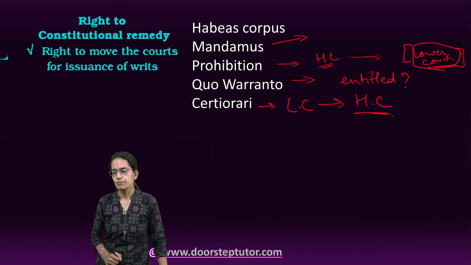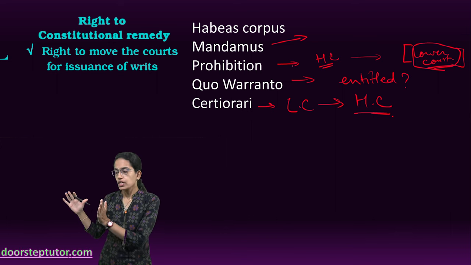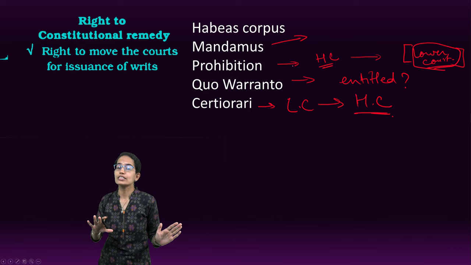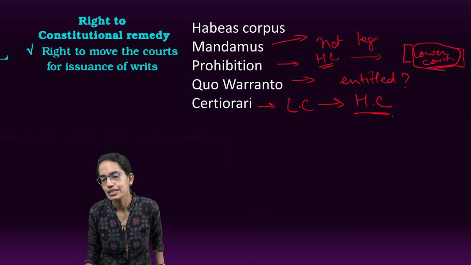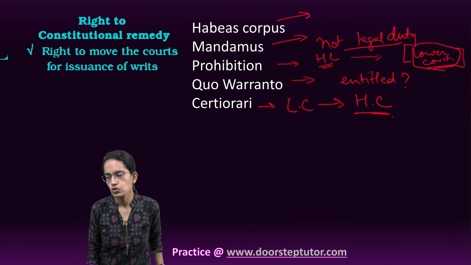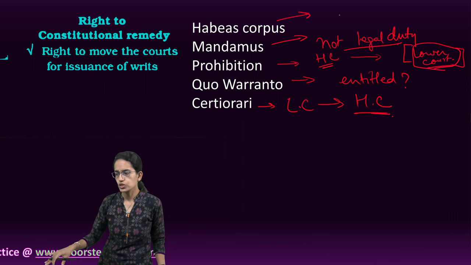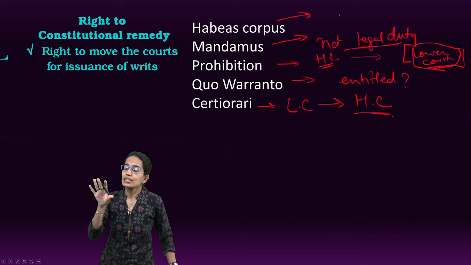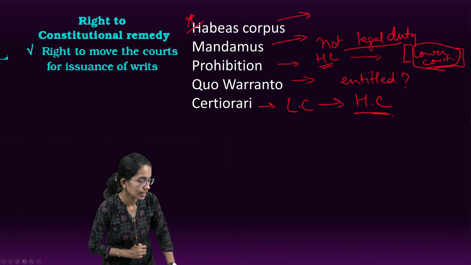The next is mandamus. Mandamus is issued when a particular officer is not doing a legal duty and therefore is infringing the rights of an individual. So not abiding by the legal duty by a public officer. The next is habeas corpus. Habeas corpus means the court orders that the arrested person should be presented before it, and this is the basic important aspect of the idea under habeas corpus.